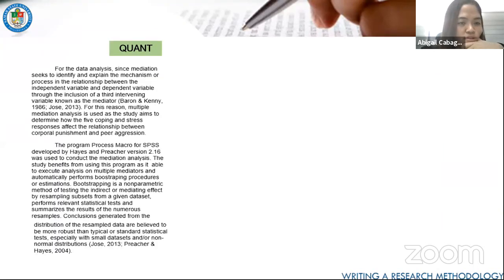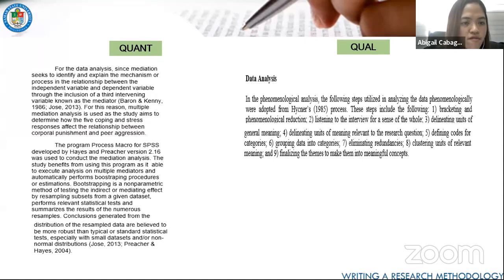Say, for example, in the quantitative analysis of Ma'am Guerra, she made use of the mediation process. And she also included the use of software in the analysis, which is SPSS. On the other hand, in qualitative research, in the data analysis, I mentioned here the framework of the data analysis I used, which is phenomenological in nature, and the process, the Heisner process, which I adapted for the data analysis.